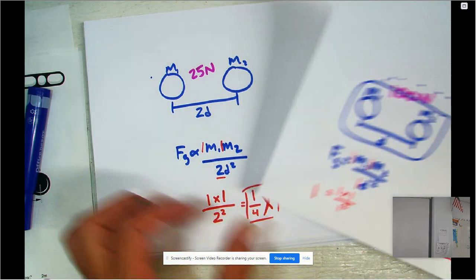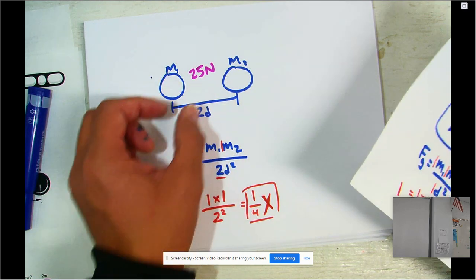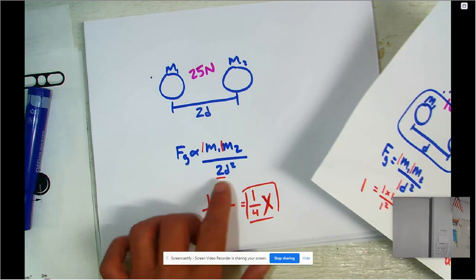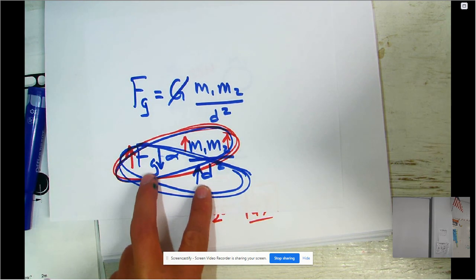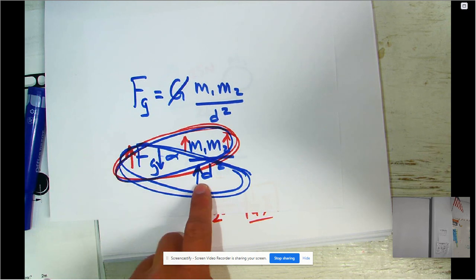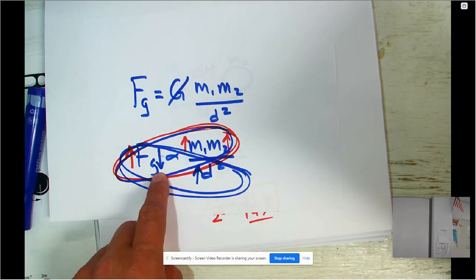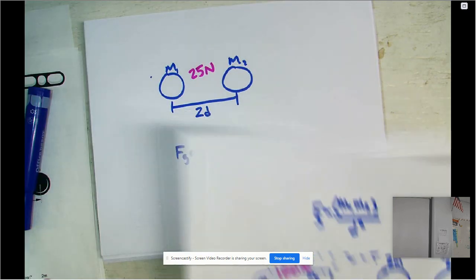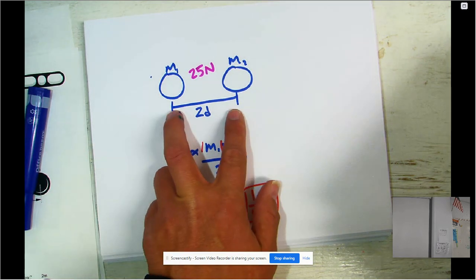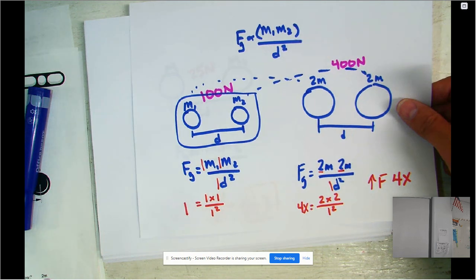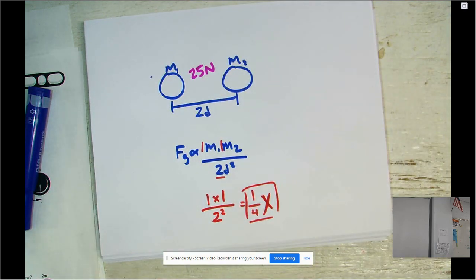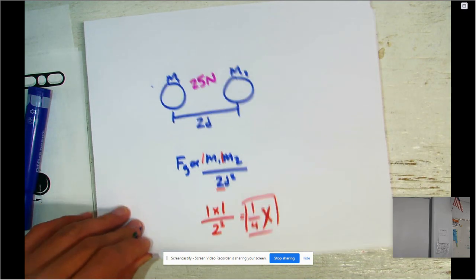So by increasing the distance, you've decreased the overall force, and that should make sense because if you remember, we talked about the inverse relationship here. By increasing distance, you should see a decrease in the force of gravity, which is what you see here. We've doubled distance and we've decreased the force from the original amount here. Okay. Let's look at one more.